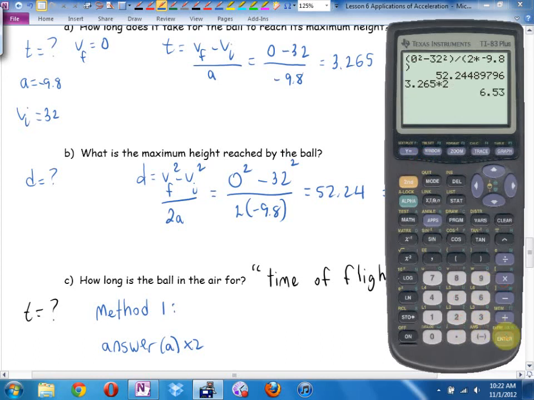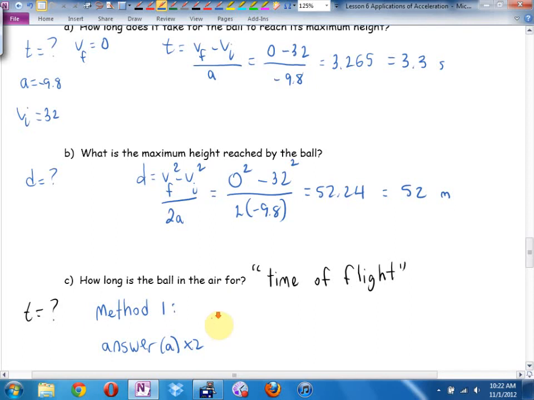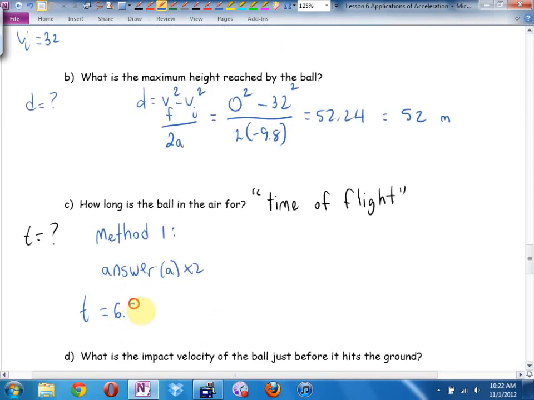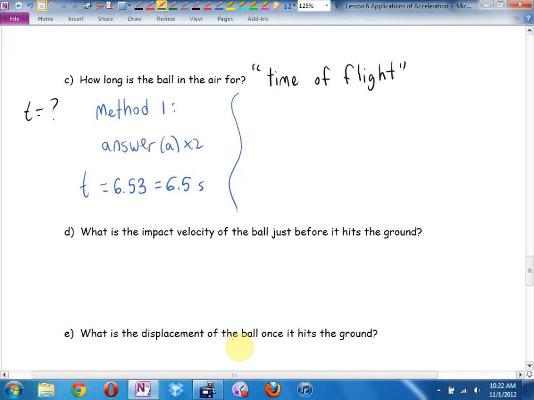and that gives me 6.53. Because if I double the 3.3, I would say 6.6. Actually, it's not. 6.5, isn't it? Yes? So 6.53 or 6.5 seconds. Now, that's method 1. You can draw a little line right here. We're going to come to method 2 in just a second. But method 2, in order to use method 2, I need to know the answer to D.